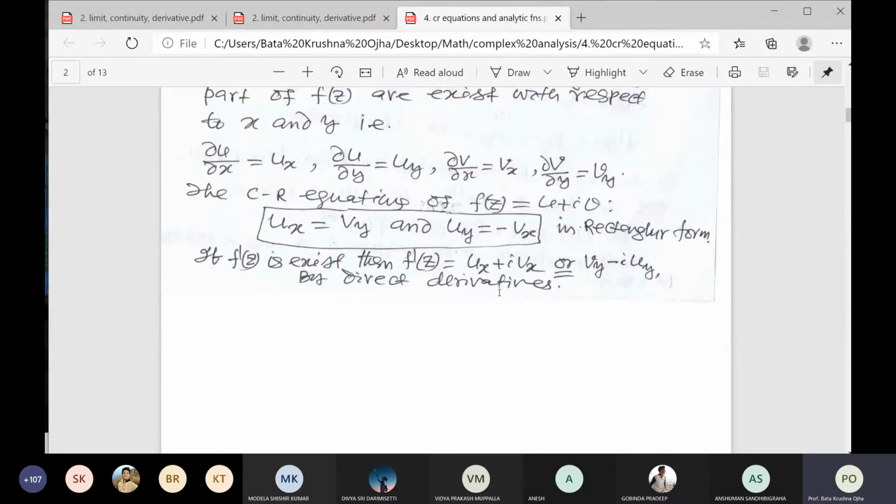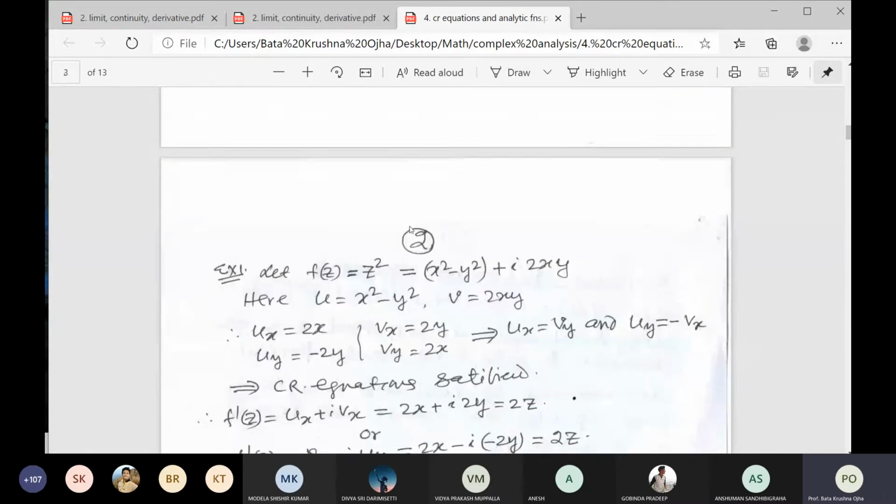And if both the equations u of x is equal to v of y and u of y is equal to minus v of x are satisfied, then we say that the function f(z) is satisfying CR equations. If any one is invalid, then the function f(z) does not satisfy CR equations. So now I have given some example. f(z) is equal to z square.